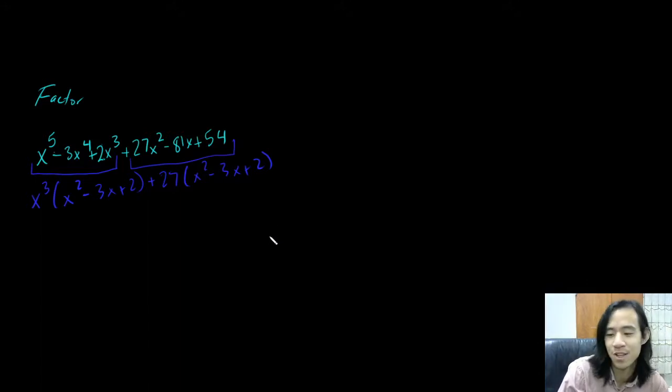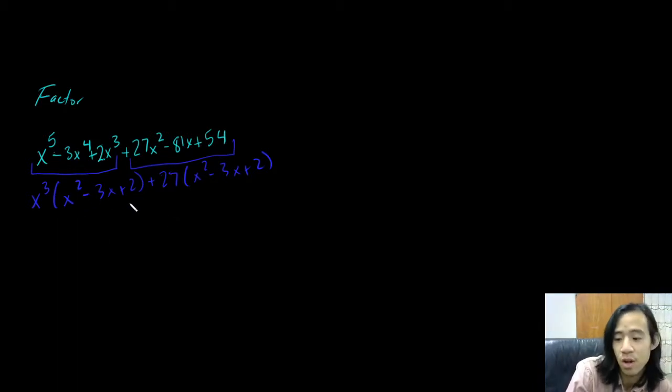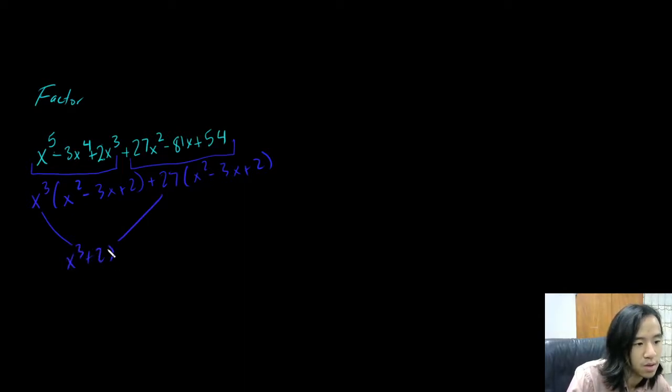And now we can do the same grouping step. We can take x cubed plus 27 and make that a term. And then this x squared minus 3x plus 2 will also be a term. Remember, you can also think about it as factoring out the greatest common factor, and that greatest common factor happens to be x squared minus 3x plus 2. So I'm just going to do it this way. I'll have x cubed plus 27, and then x squared minus 3x plus 2.